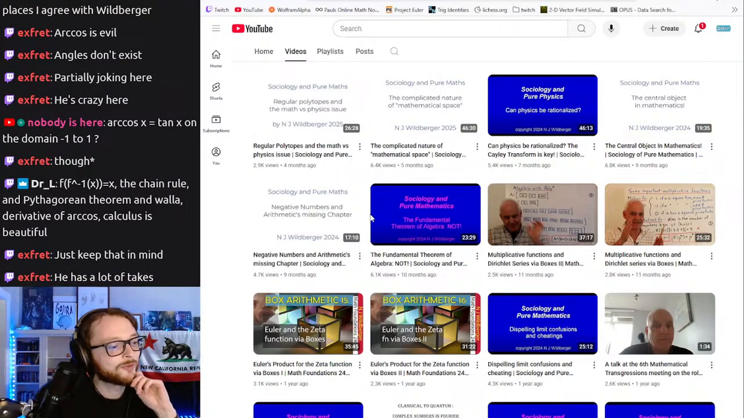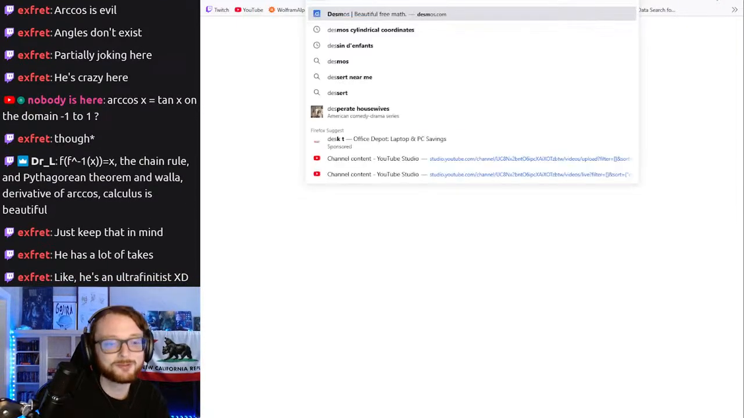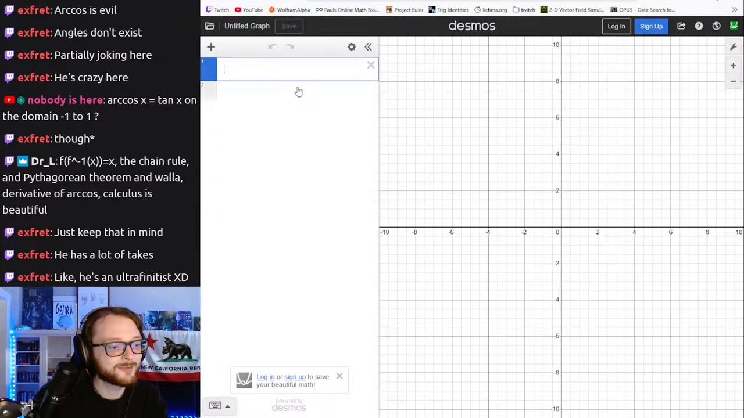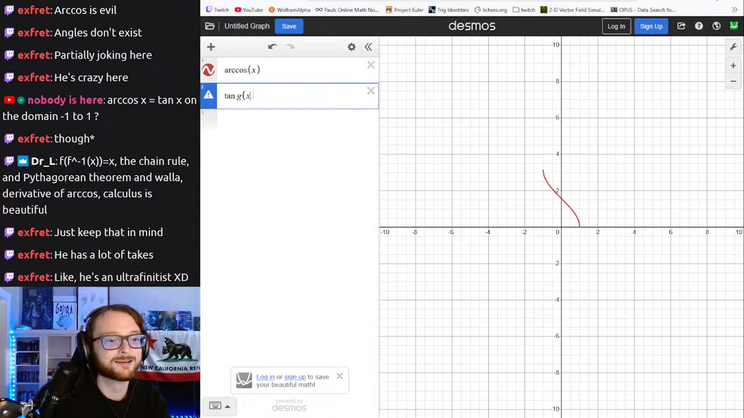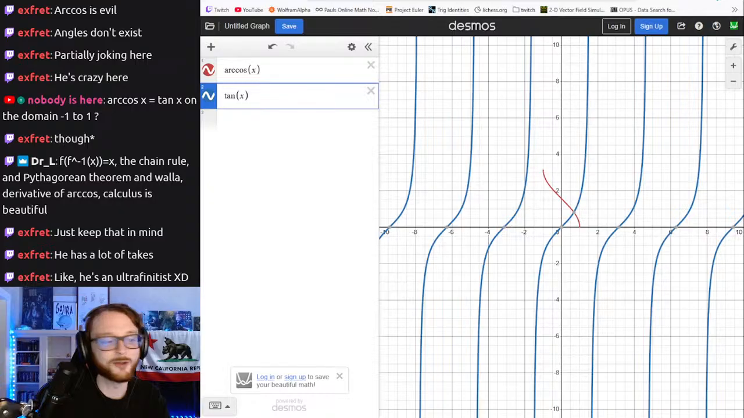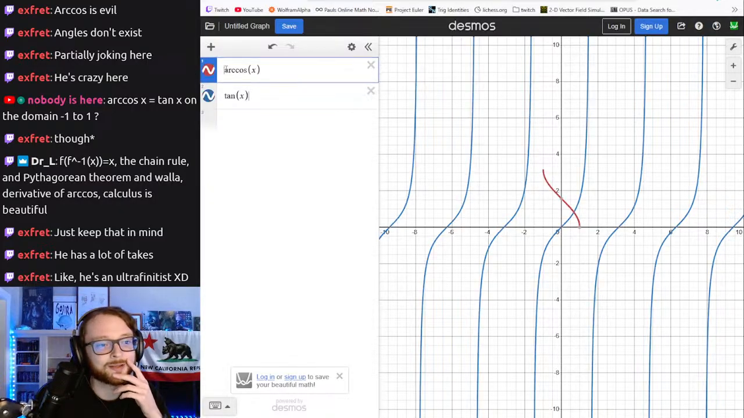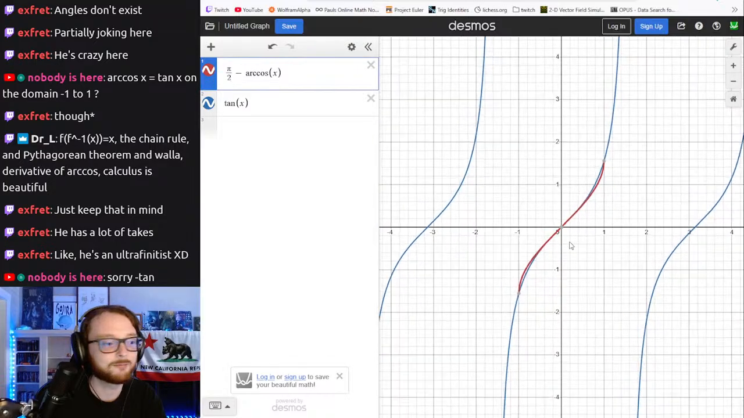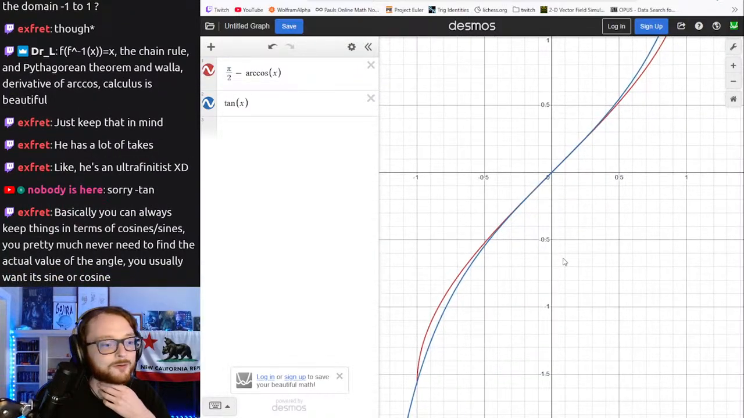Arc cosine x equals tangent x on the domain -1 to 1? Does it? I can't imagine that's true. Ultra finitist? I have not heard that term before. No, that's definitely not true. Maybe you could like translate it around a little bit. Oh, no. Even if you translate it, it's not quite.